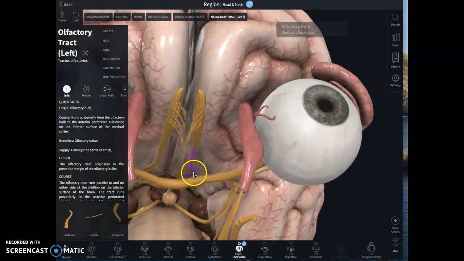And notice it's called the olfactory tract. This is actually the more correct term for this. It's in the central nervous system. It's covered by dura mater. This is the olfactory tract.